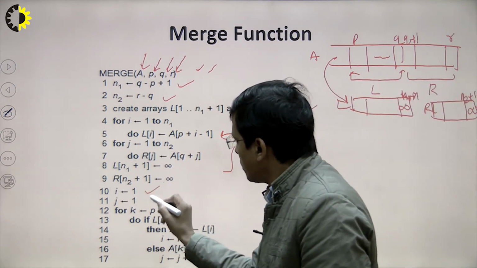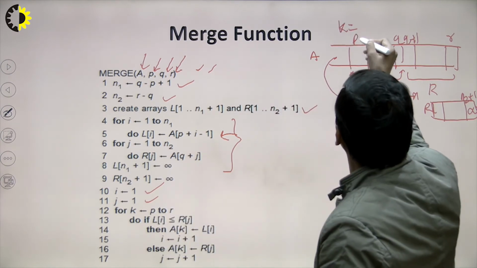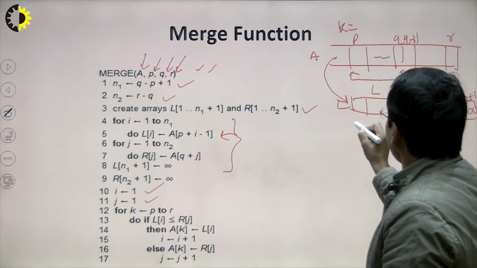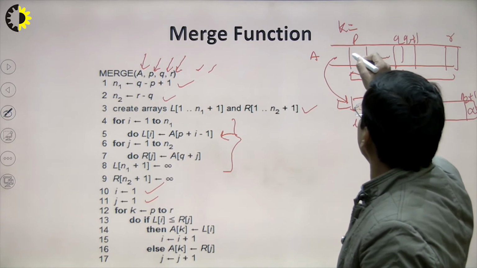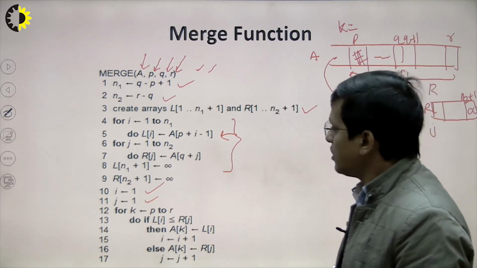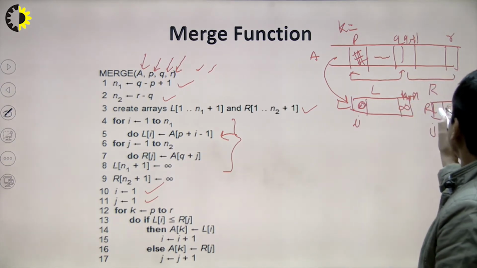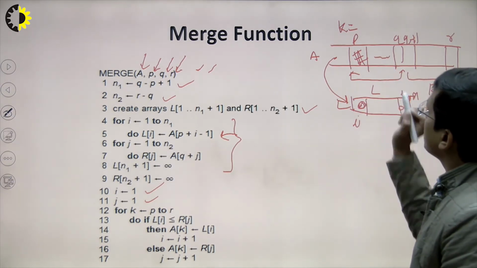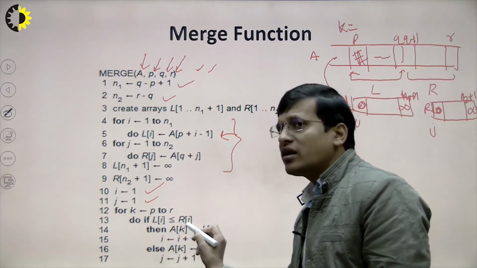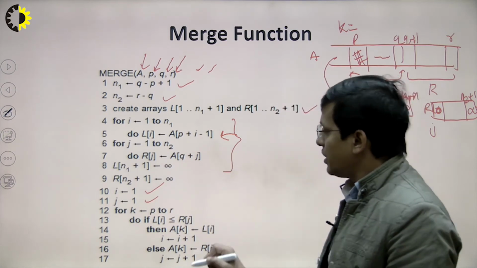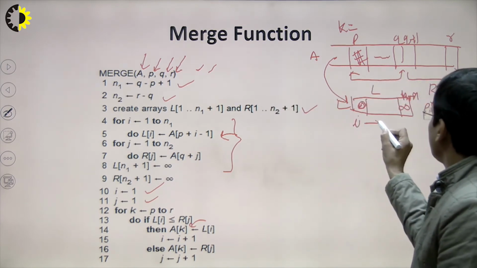Now we apply this, looping K from P to R, with I and J. Basically we compare, because we want to place these values. First we check the comparison of these values and these values, and whichever is smaller will be placed in the original array. Here L is smaller, so L will be placed in A, and we increment these values.